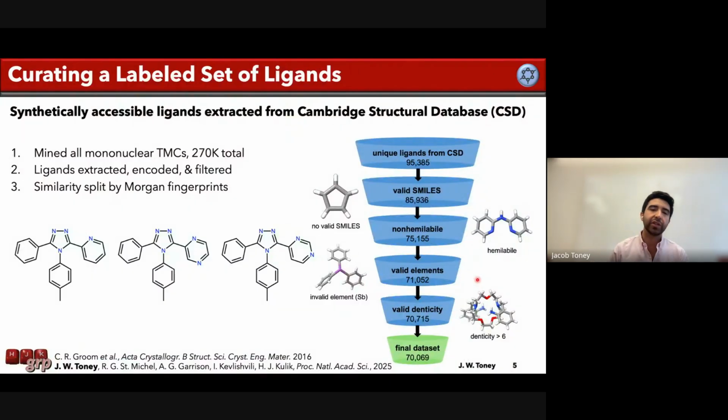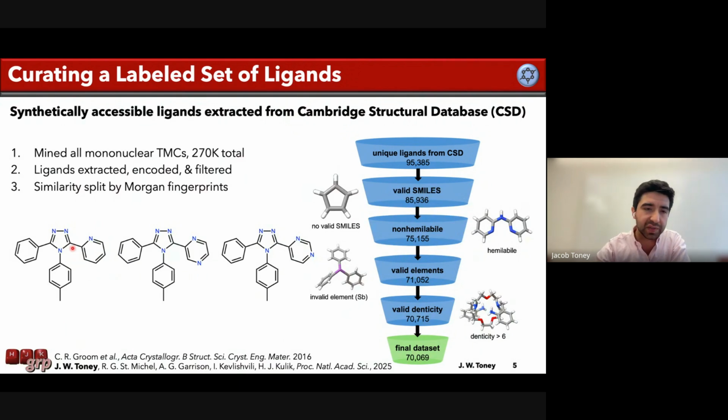And the final thing that we do that I like to bring up here, because obviously this is a machine learning presentation, we train deep learning models to, given the ligand, predict how it binds to a metal. Rather than doing some sort of random split, we impose a similarity split based on more than fingerprints, which simply means that because chemical data is graph-based, and you can end up with highly similar graphs that are still unique because they're not completely isomorphic.